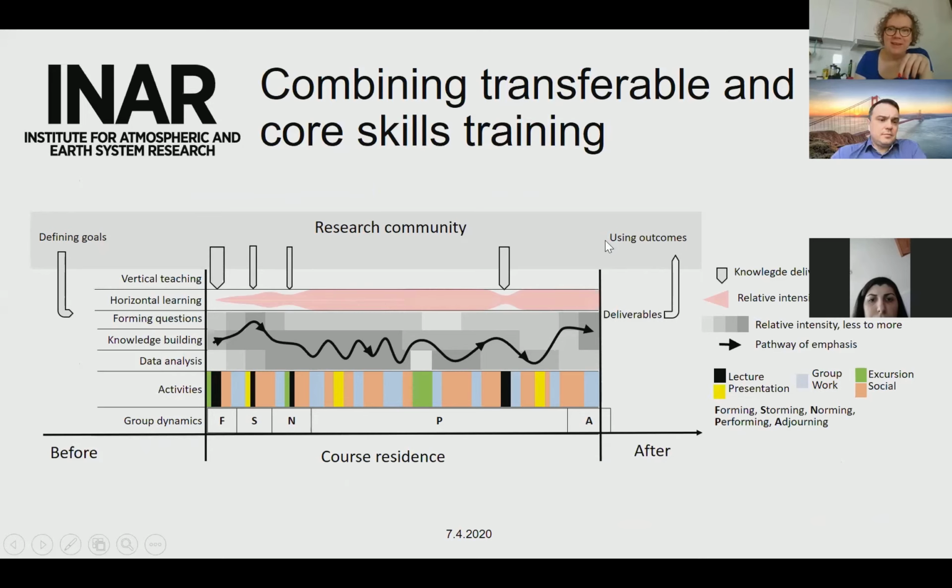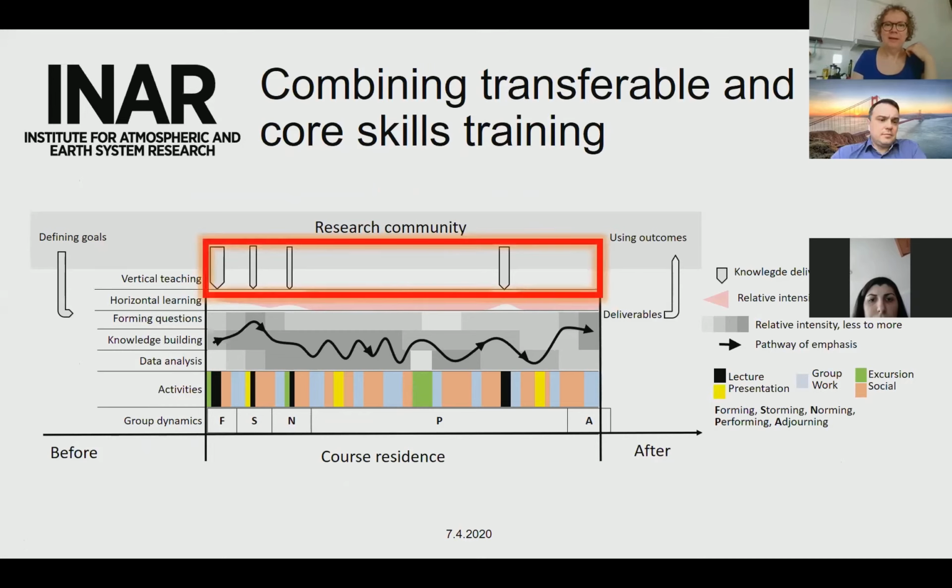I'm not going into details, but I will just show that this course period of 2 weeks is now limited with these thick vertical lines on the left and right, and here demonstrated that there are only very few lectures during the course. So actually, so low number as 4. So this is what we call vertical teaching.